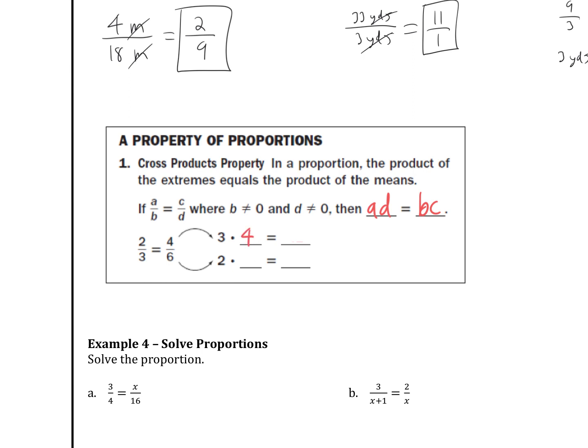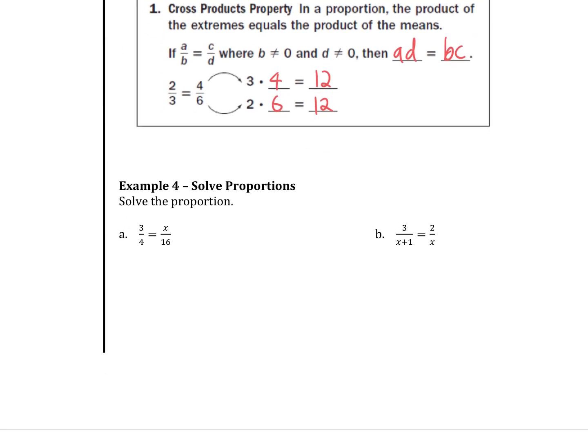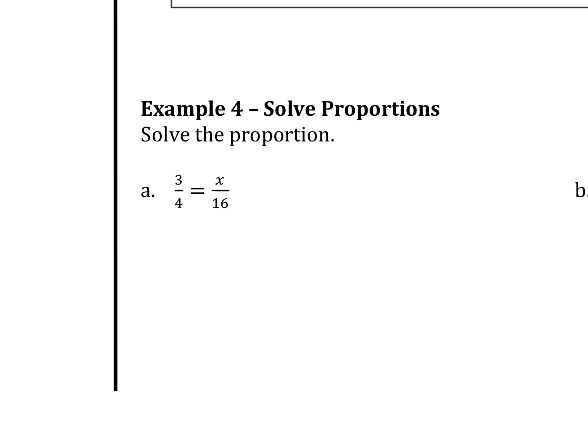So same thing over here. 3 times 4 equals 2 times 6. What's 3 times 4? It is 12. And what's 2 times 6? Also 12. So you can see that when you have proportions and you cross multiply, they're going to be equal. All right, we have a couple examples here.